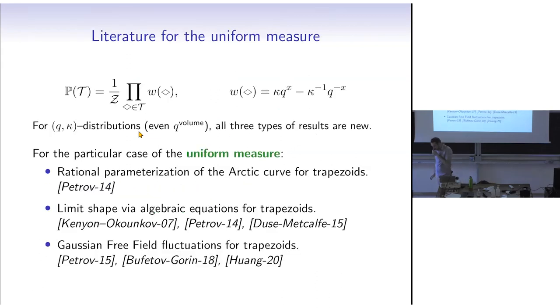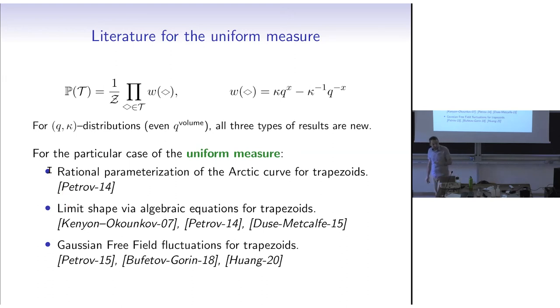Now, all these results, I believe, are new for these q-to-the-kappa distributions on tilings, and even for the q-to-the-volume distributions on tilings it wasn't done previously. But for the uniform measure, of course, there was a huge literature. I needed to have some material for my book, so there was literature there. This rational parameterization of the Arctic curve for q equals 1 was figured out by Petrov 8 years ago.